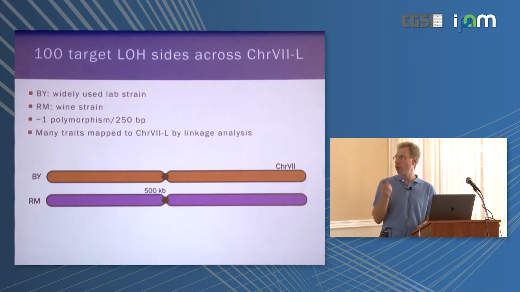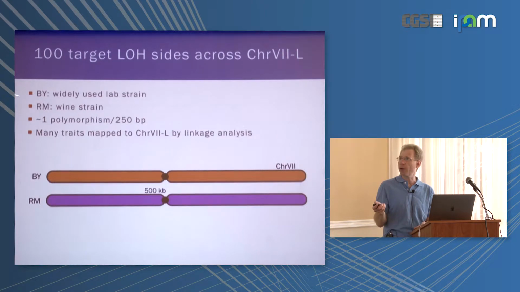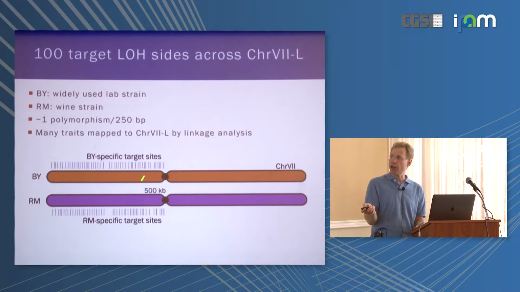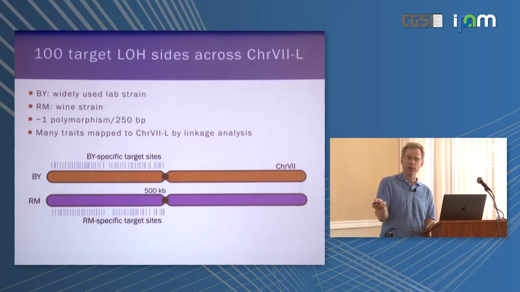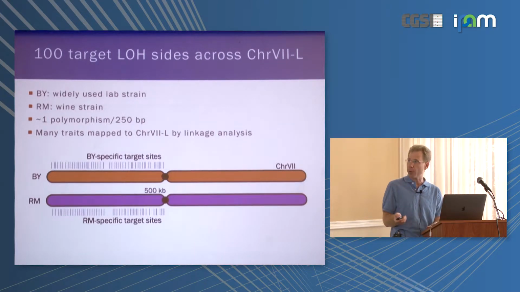To pilot this whole idea, we used one arm of one of the 16 yeast chromosomes, the left arm of chromosome 7. In this case, we used two strains that we've used in a ton of our experiments. They differ by about one SNP every 250 or so base pairs, so a little higher diversity than two typical human genomes. One of the key things here is that these target sites are allele specific. So you only cut one of the two chromosomes, and that's what guarantees this exchange repair from the other one.